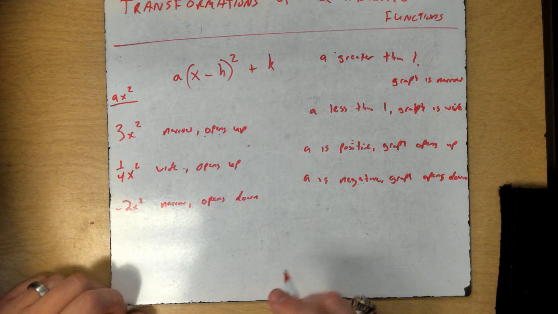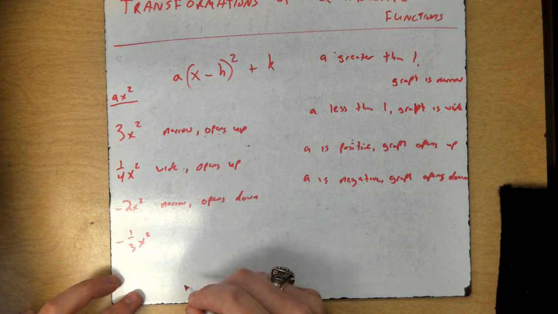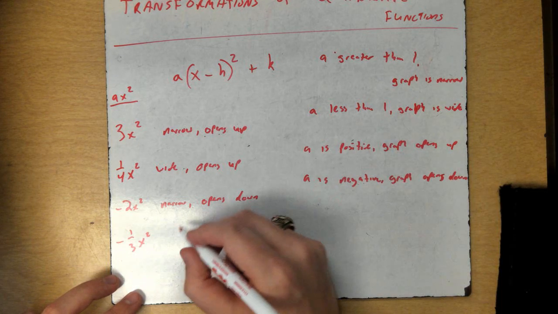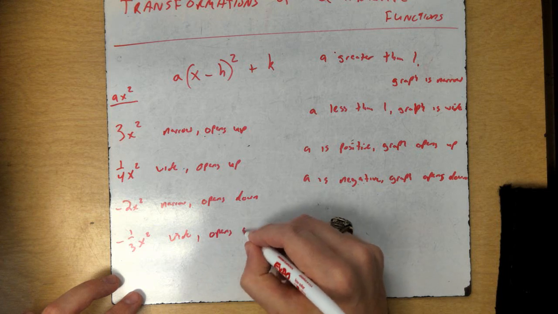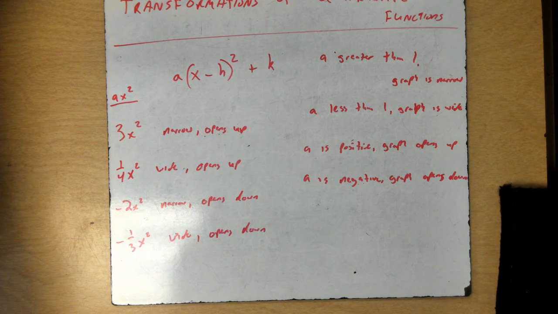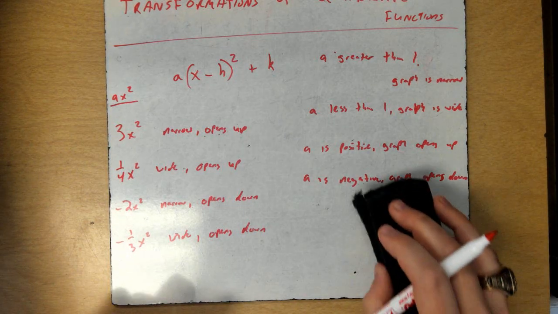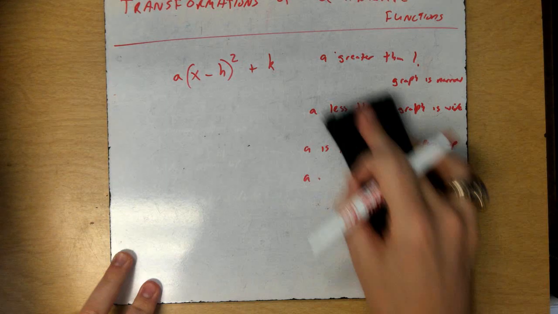And then finally, we have negative 1/3 x squared. So now we have a negative, and it's less than 1. So it's a wide graph that opens down. So what if we put all of this together? What if we put all these rules together to figure this out? All the rules together that we just wrote down.